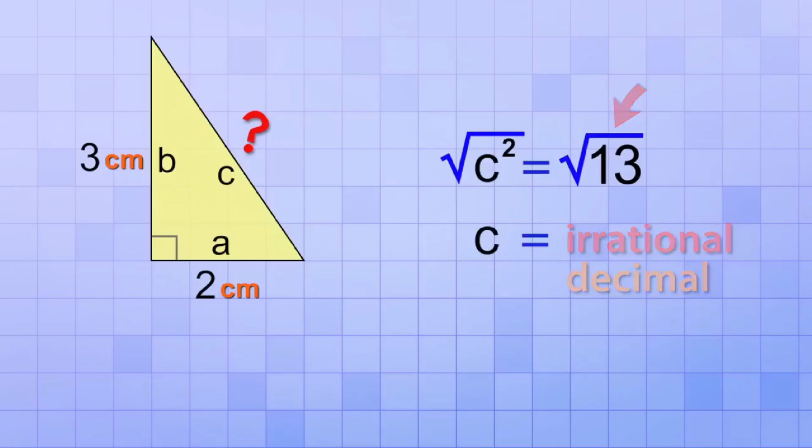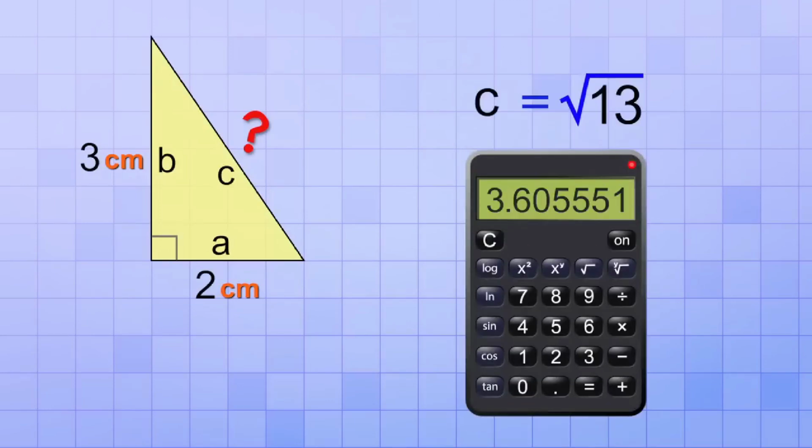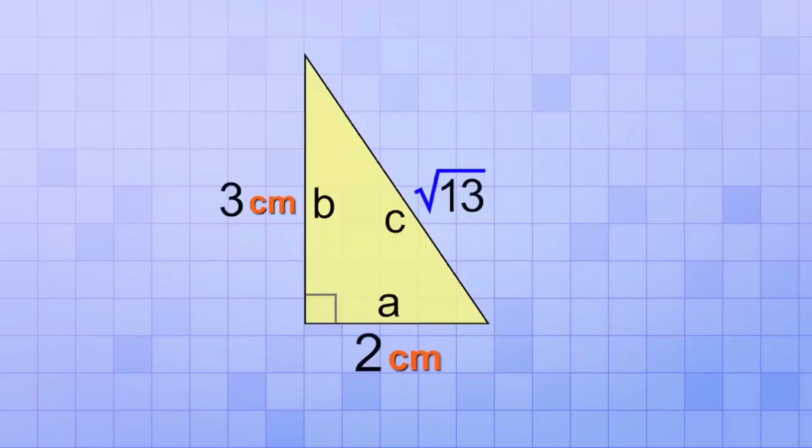But that's okay, because it's fine to just leave our answer as the square root of 13. Sure, you could use a calculator to get the decimal value if you really need one, but in math it's very common to just leave square roots alone unless they're easy to simplify. So the sides of this right triangle are 2 centimeters, 3 centimeters, and the square root of 13 centimeters.